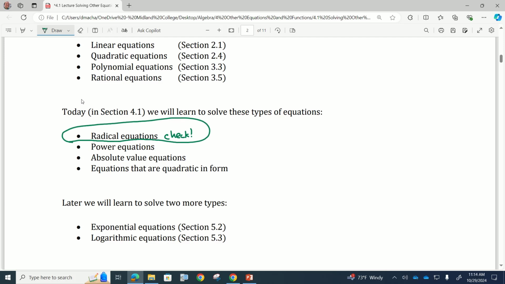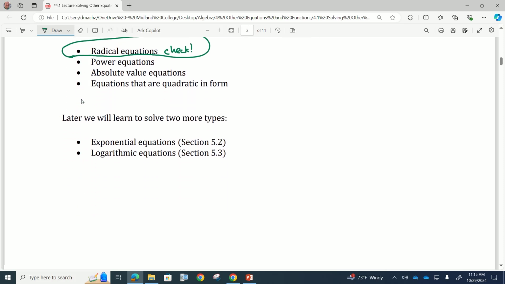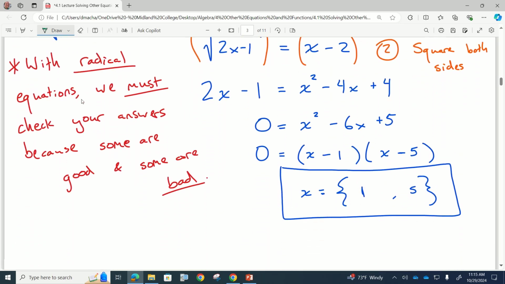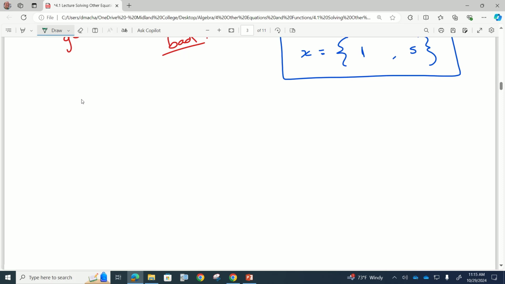Some math textbooks would call these extraneous solutions. And so maybe in a previous high school class you've heard of extraneous. That's just a really long word that means bad. Yeah, it's like asymptote. Nobody knows how to spell it. So it just means bad.